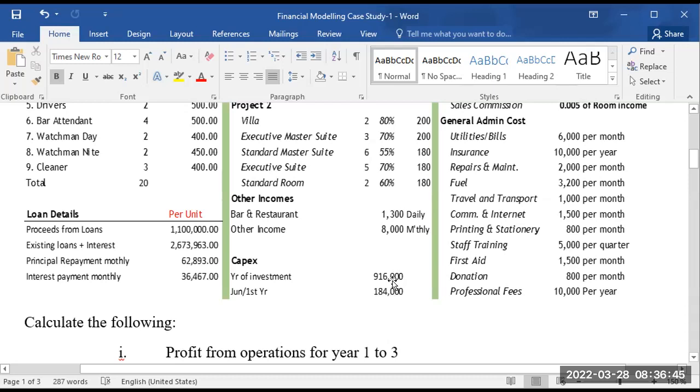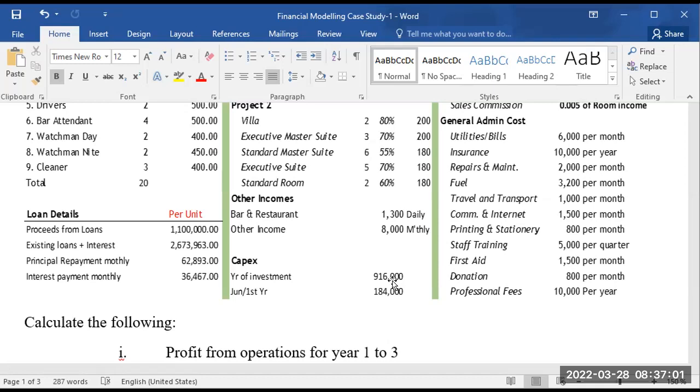So let's note the difference between the initial investment and the total investment. I think in our previous class, we had a challenge differentiating the initial investment and the total investment. That's where the class ended, right?